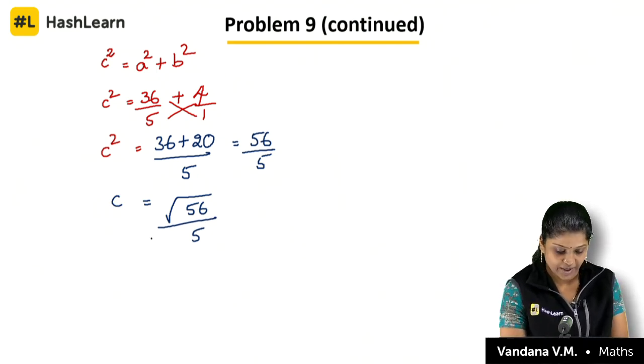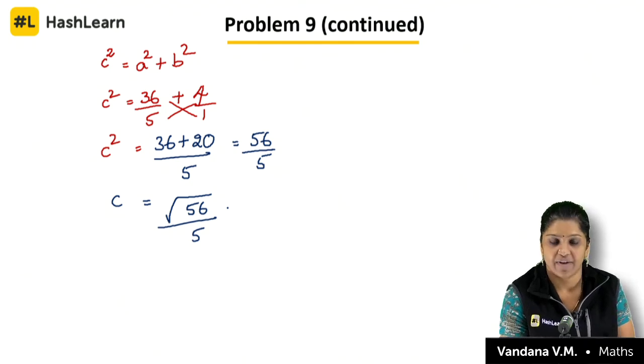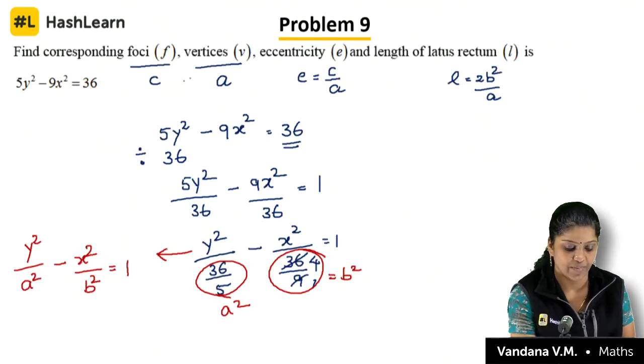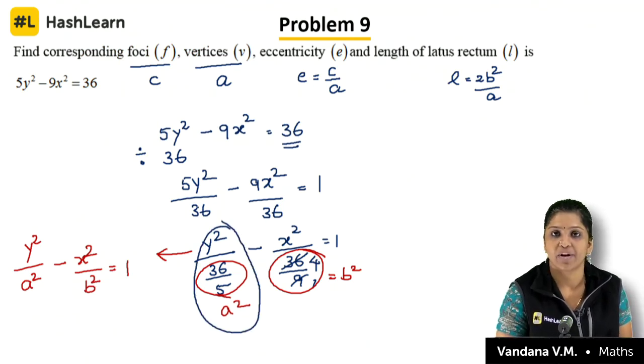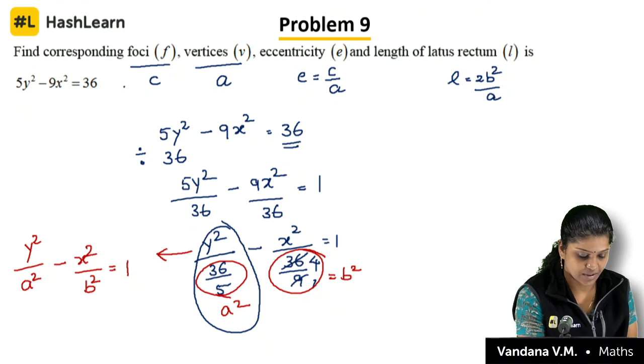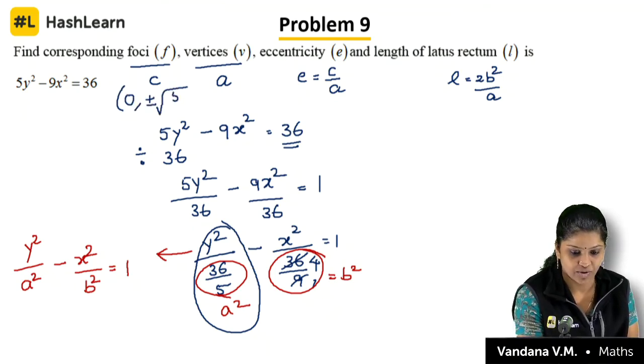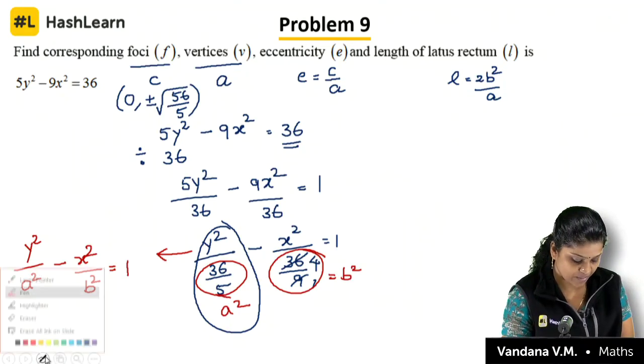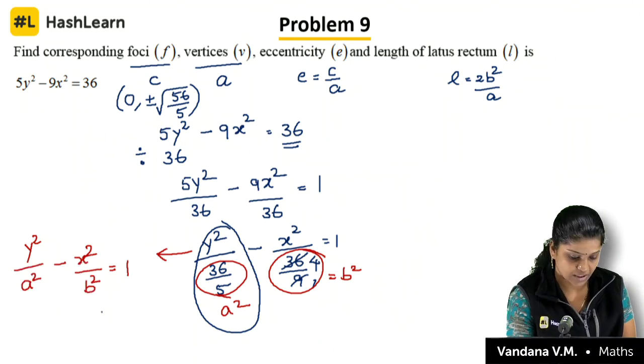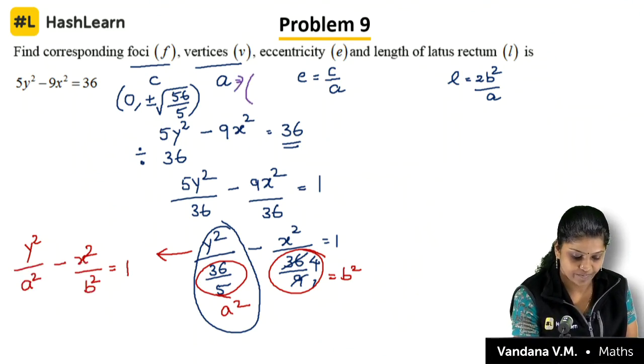Understood, right? Okay, next. This is your c value. Now, it is very easy to find the remaining values. It is y in front. So, how will you write the foci? 0, comma, plus or minus root 56 by 5, correct. Very good, Devi Priya. Next, the vertices, a value: 0, comma, plus or minus root 36 by 5.